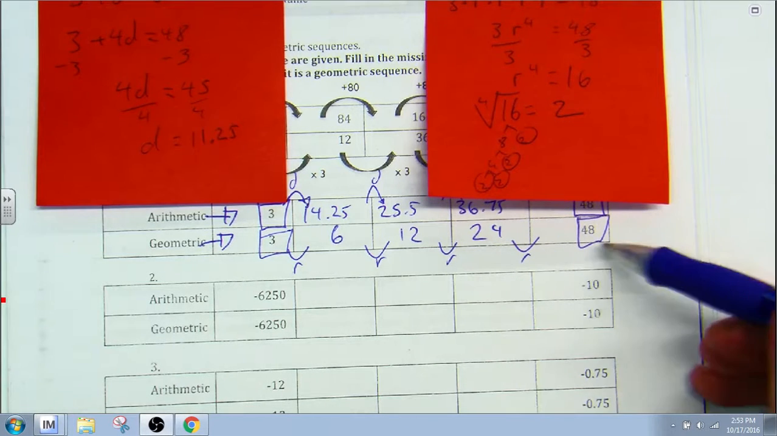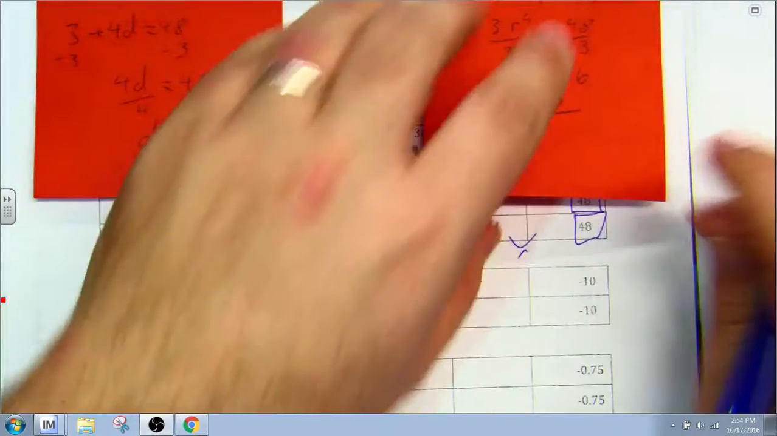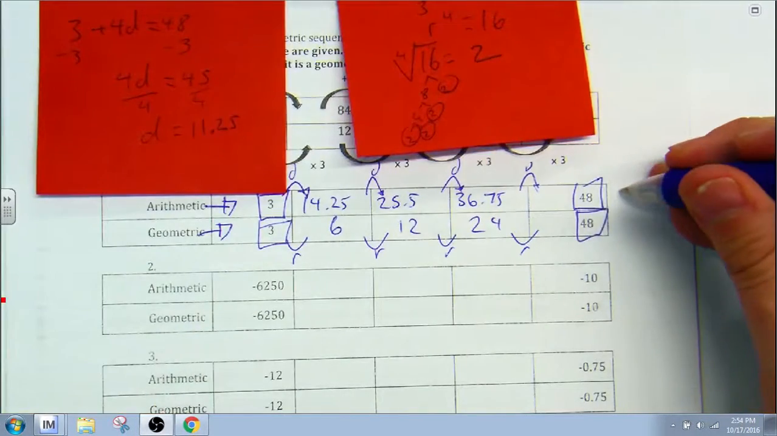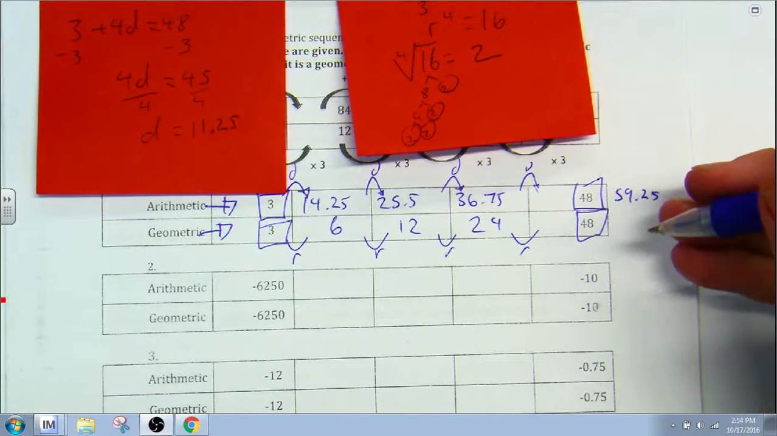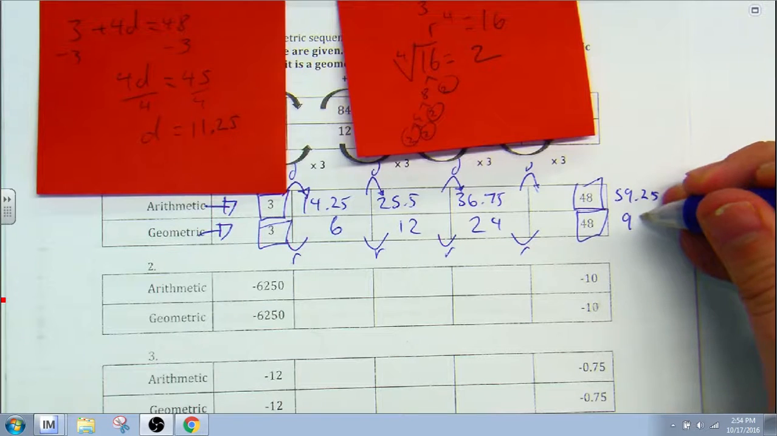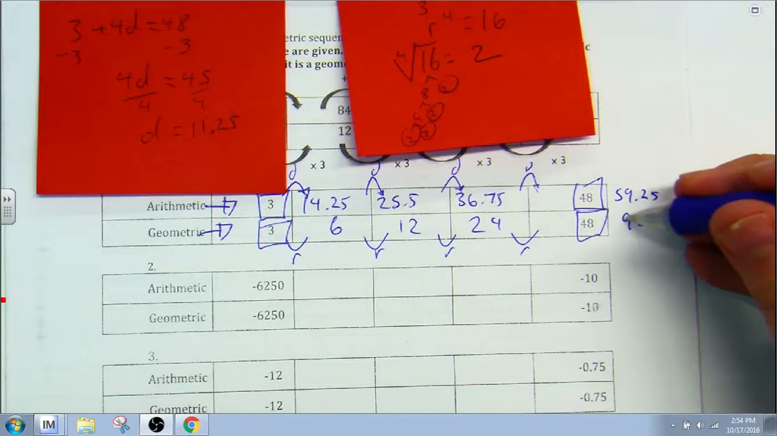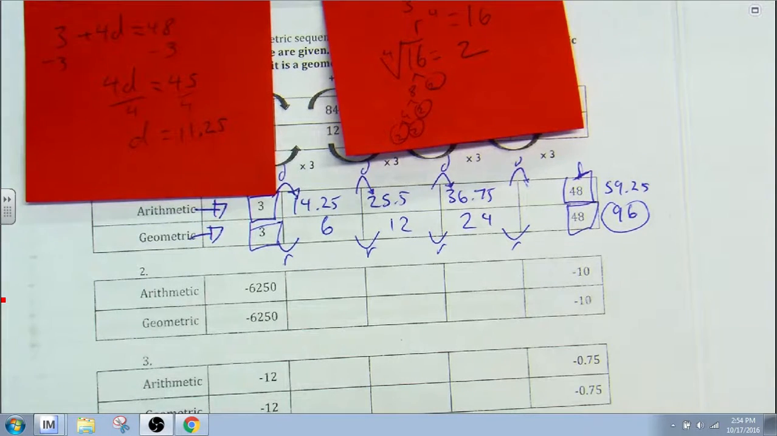But we know that afterwards the geometric is going to start taking over. Let's look at this one here. When we add that next term, which was 11.25, we get 59.25. But when we multiply by 2, we get, what is that, 96? We get a huge number. So we can see that it starts to overtake it at this point where they're equal to each other. All right.